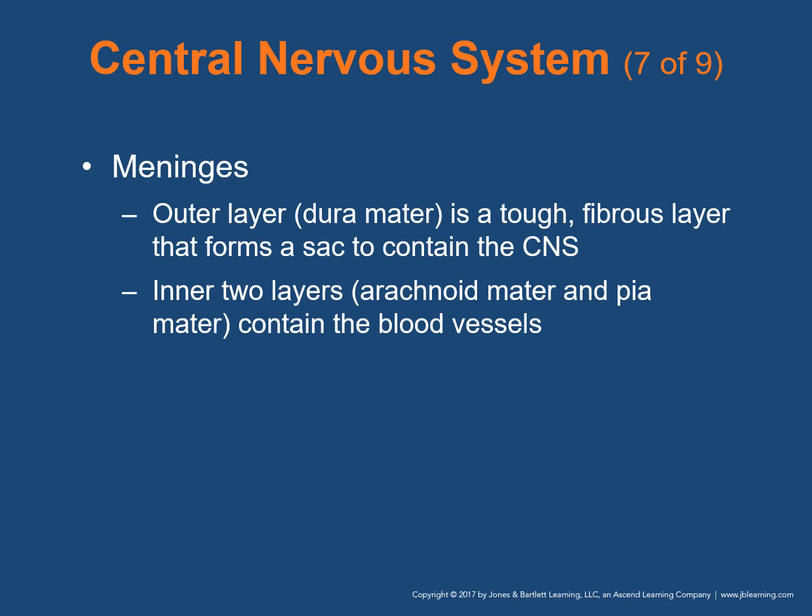The outer layer, the dura mater, is a tough, fibrous layer that forms a sac to contain the CNS. The inner two layers, called the arachnoid mater and the pia mater, contain the blood vessels that nourish the brain and spinal cord.